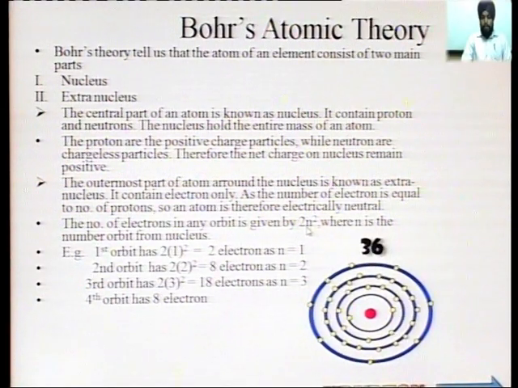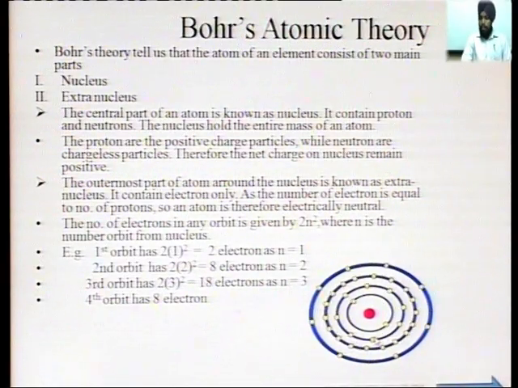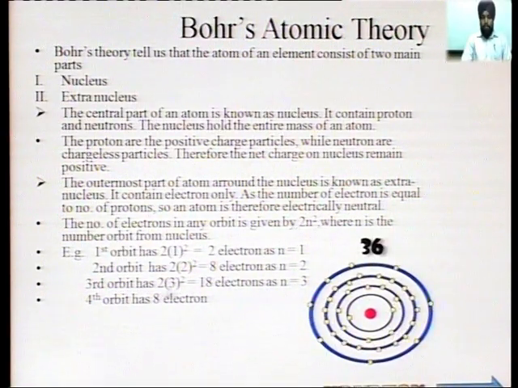So, the formula is 2n square. If we put the number of orbit, that is n equals 2, in this formula, then 2 times 2 squared equals 8. So, the number of electrons in the second orbit is 8. In the third orbit, if we put n equals 3, then the number of electrons in the third orbit is 18. In the last orbit, the number of electrons will be the remainder electrons, that is 8.